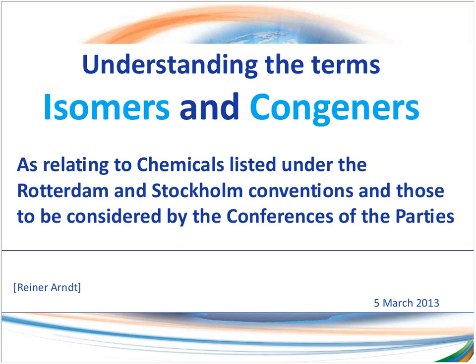The first presentation is about understanding the terms isomers and congeners to describe chemical molecules, because isomers and congeners are mixtures of chemicals that are listed under the Rotterdam and Stockholm Convention, or are those considered by the Conference of the Parties. The next slide, please.